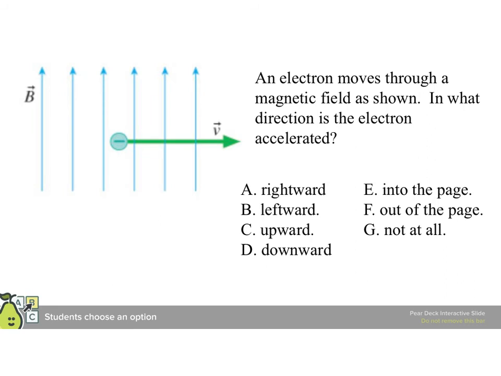All right, so give this a go. If an electron moves through a magnetic field as shown, in what direction is the electron accelerated?